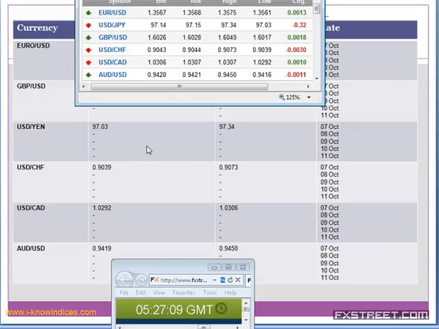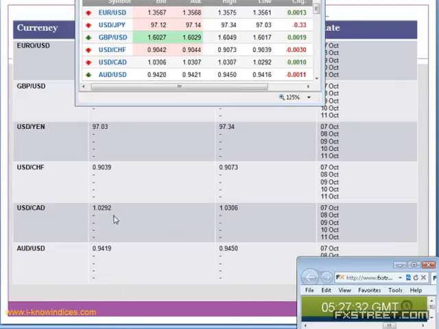97.03, 97.34. So at all times you come across a spread of less than 40. So we cannot initiate any trade as such. Let them make the moves, then later on, during the downward or the upward move, we can take positions. And 0.9039 is the low, 0.9073 is the high reached in the case of CHF.